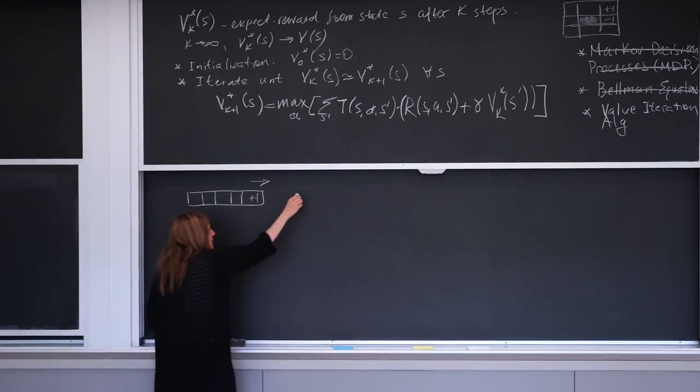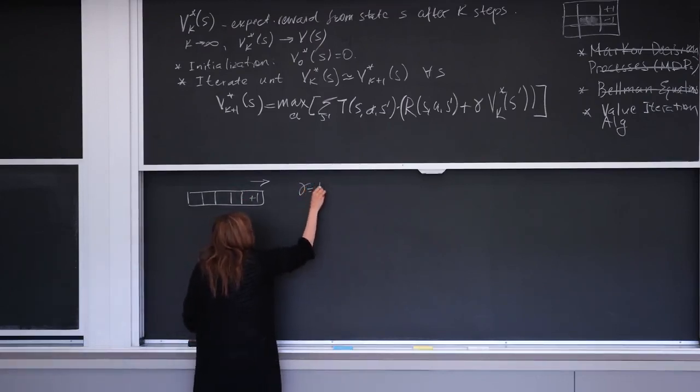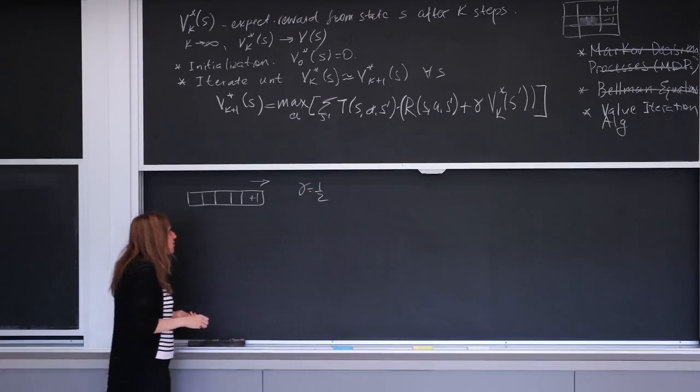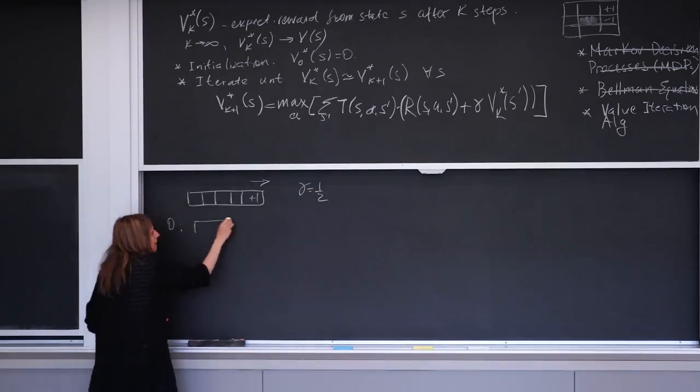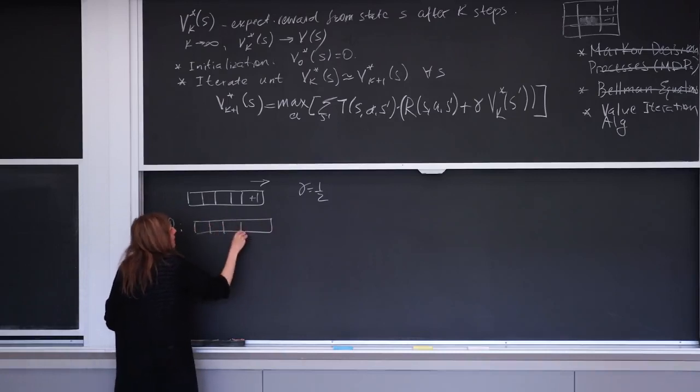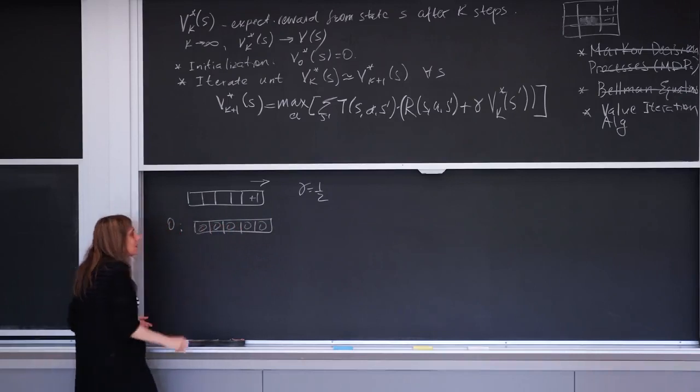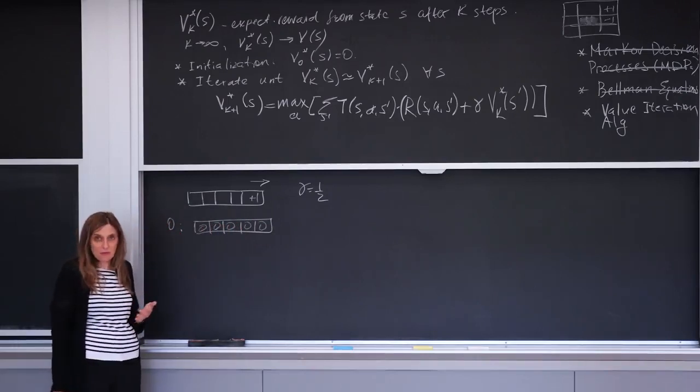And I would assume that gamma is equal to 1/2, okay? So what I told you earlier is that during step 0, all the v's are going to be equal to 0. That's how I start. I initialize all the values of the states to be 0.